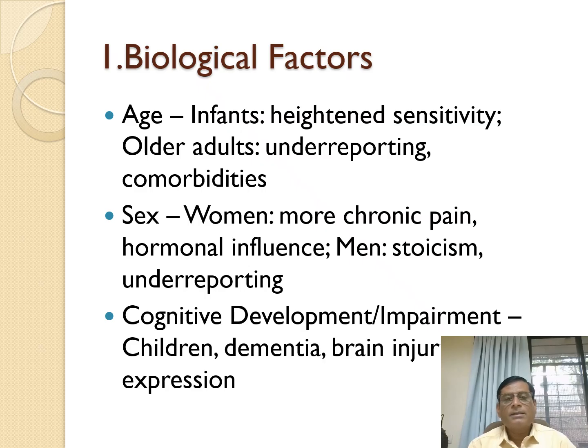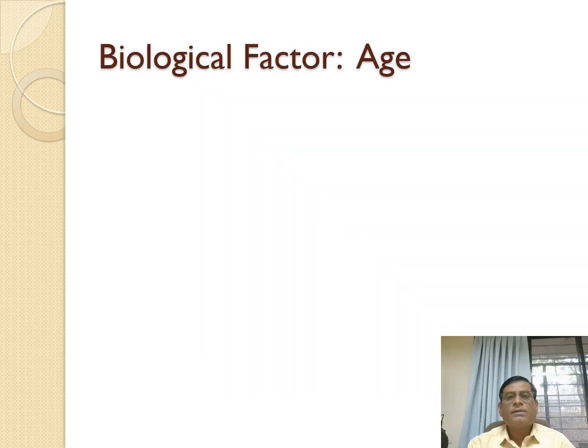Second biological factor is sex. Women have more chronic pain sensitivity because of hormonal influence, while men show stoicism and underreporting. Then cognitive development: impairment in children, brain injury or facial expressions may affect the biological factors. We are going to see these in detail. We'll see first age.